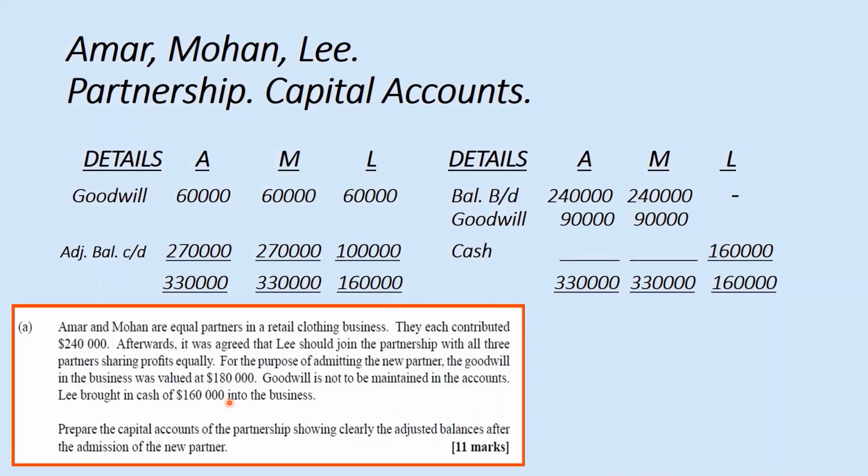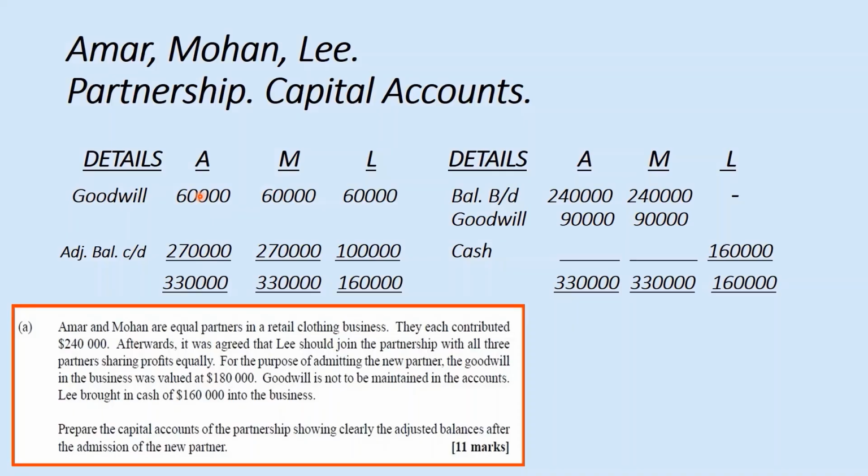Next, he is going to receive a portion of the goodwill. So we need to divide this goodwill now into three persons when we are removing it from the books. And three equal portions will give us 60,000 each. And that's this entry here. So this 60,000, 60,000, 60,000 will come out of the books to remove goodwill from the books. And after that, we can balance the account and we will get the adjusted balances after Lee has been admitted to the partnership.